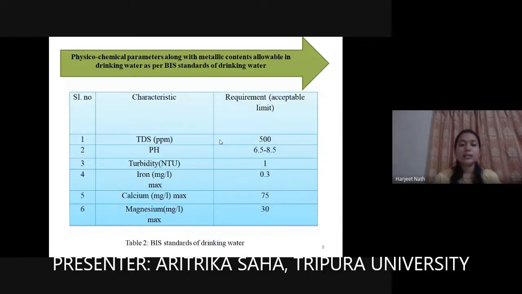So this is the BIS standard of drinking water. For TDS, the acceptable limit is 500 ppm. For pH, it is 6.5 to 8.5. For turbidity, it is 1 NTU, and for iron, calcium, and magnesium metallic content, it is 0.3, 75, and 30 respectively.